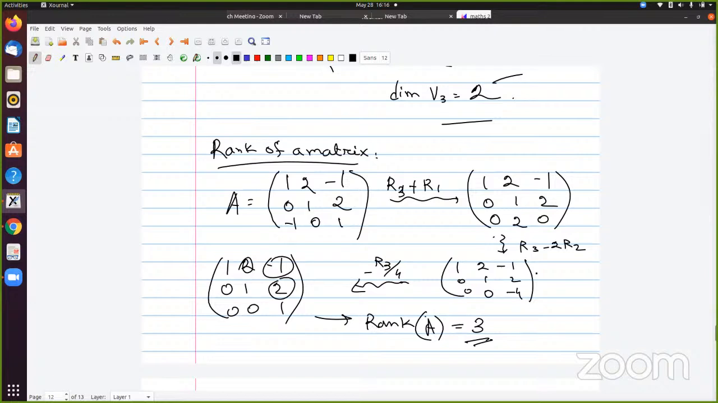The main thing is that rank has a relation with linear transformation, which will come next week. In linear transformation there is something called rank and nullity. These two will be completely related to each other.